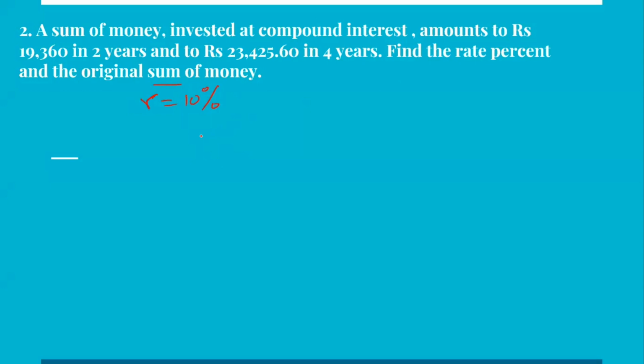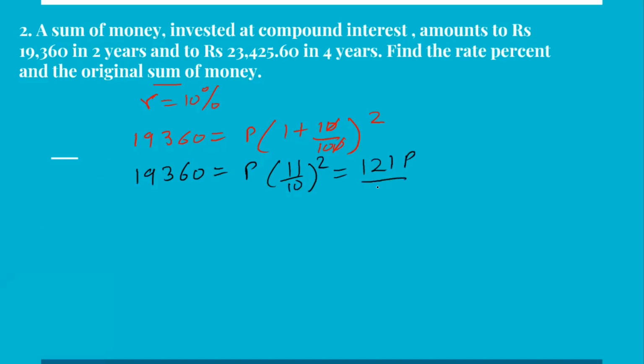So substitute the values in the formula. Let us put in the first formula. We had the first equation, 19,360 is equal to P(1 + R/100)^N, with R which we have calculated now as 10, and N which was 2. Let us simplify this further. So this becomes 19,360 is equal to P times (10 plus 1, it is 11/10) the whole square, which is 121P upon 100.